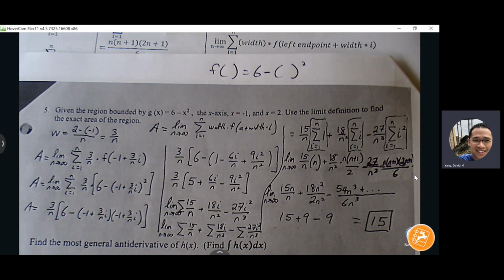Summation of 1 is n, summation of i is n times n plus 1 over 2, and summation of i squared is n times n plus 1 times 2n plus 1 over 6. All the degrees within each fraction should match: degree 1, degree 1, degree 2, degree 2, degree 3, degree 3. Pull out all the coefficients that you need to match up. So 15 over 1, 18 over 2, minus 54 over 6, combines to be 15.